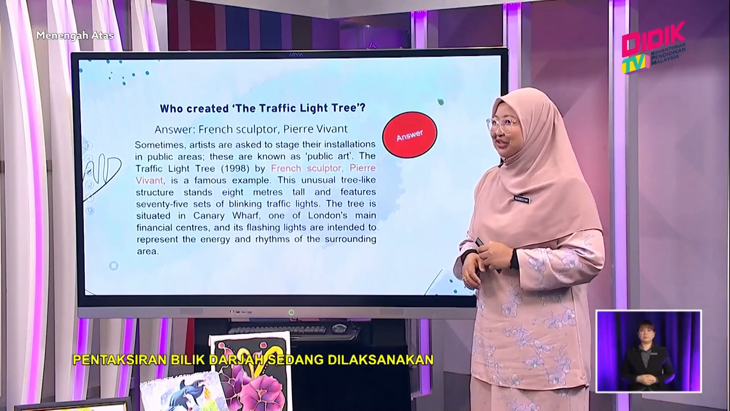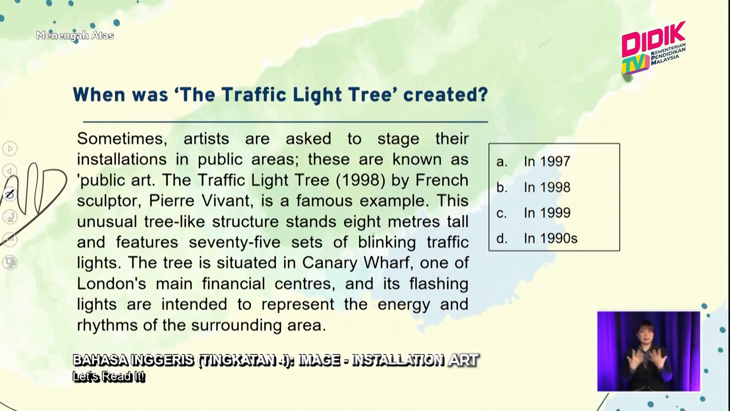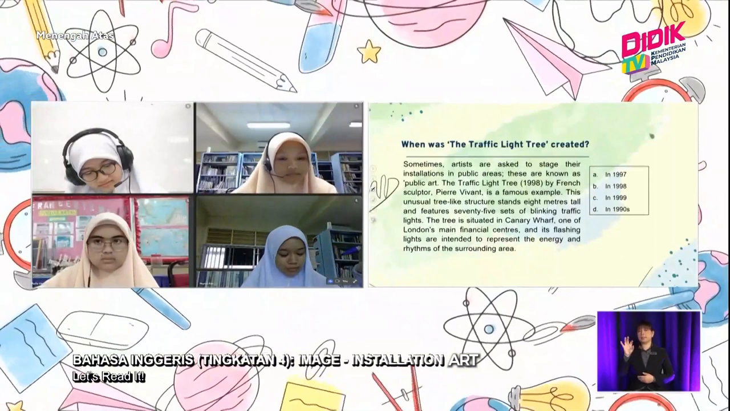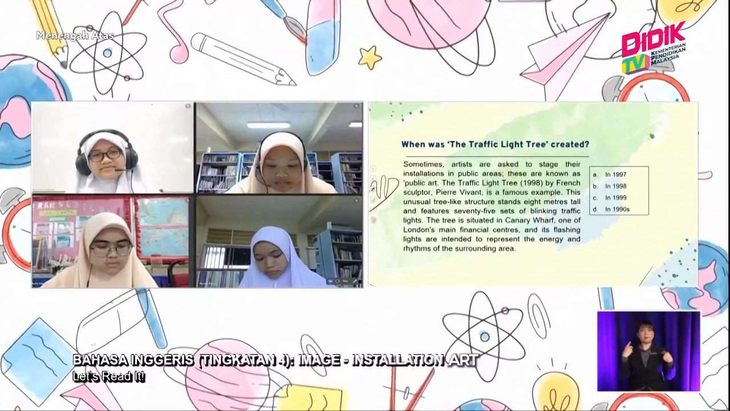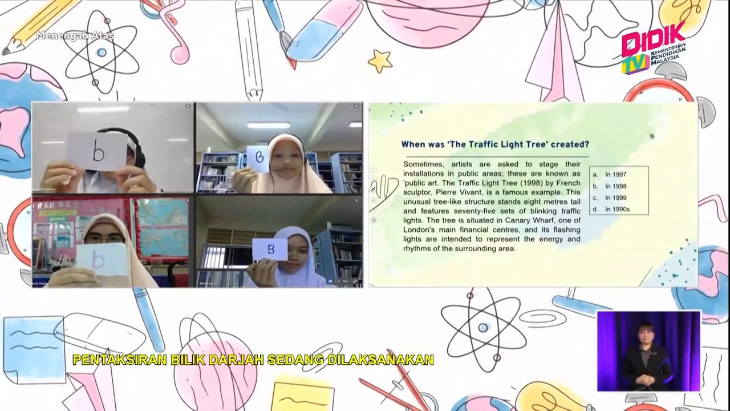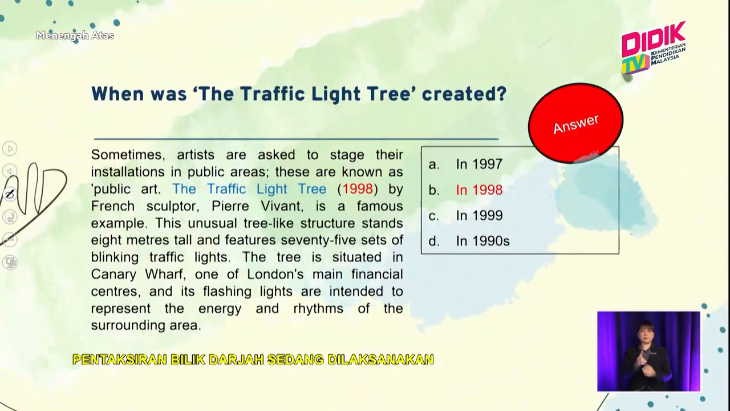Okay, the next question. Everyone should answer this. When was the Traffic Light Tree created? Is it in 1997, 1998, or 1999, or in the 1990s? It's another 5W question. This is pretty straightforward as well. If you have the answer, do show them on your screen right now. B. All right, so let's check the answer. Yes, correct. It's very direct. So when you know the question is when, it's supposed to be a date, year, or period.